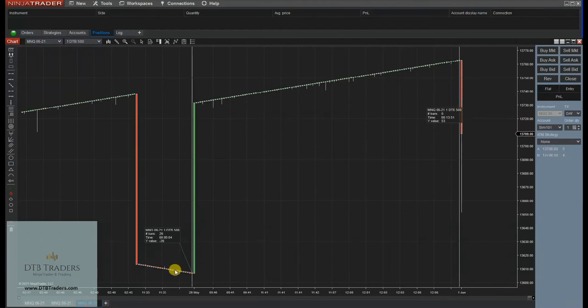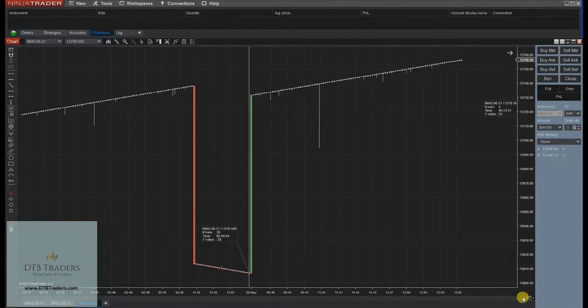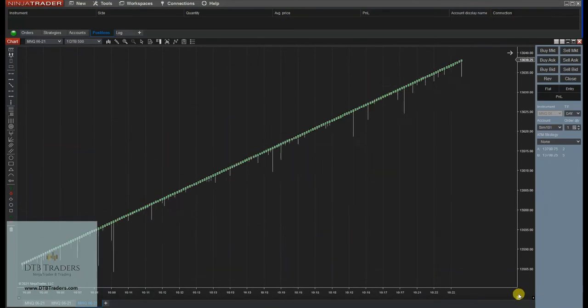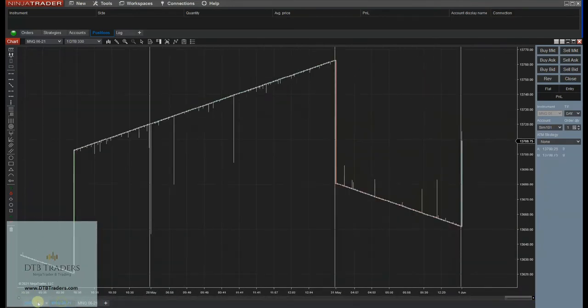And remember, it's only going to enter a position after a baseline break.